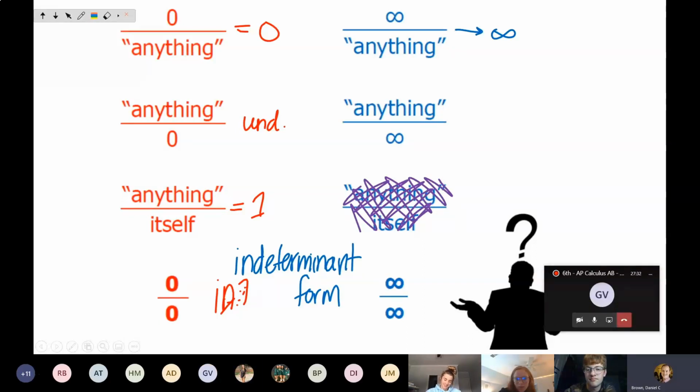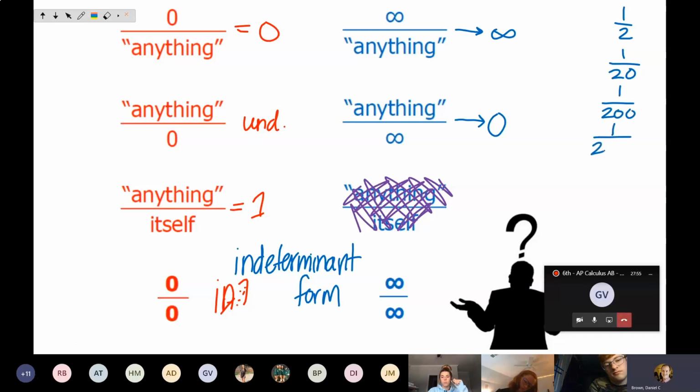But let's make sure we're clear on that. When I say something divided by infinity, we know that with fractions, the bigger the number in the denominator, the smaller the fraction. For example, 1/2 is 0.5. 1 over 20, we're getting closer and closer to 0. 1 over 200, even smaller. 1 over 2,000, even smaller than that. And we can just keep adding zeros. We'll never be able to get to infinity, because that's the idea of infinity. But if we have something divided by infinity, we can say that that is basically 0.